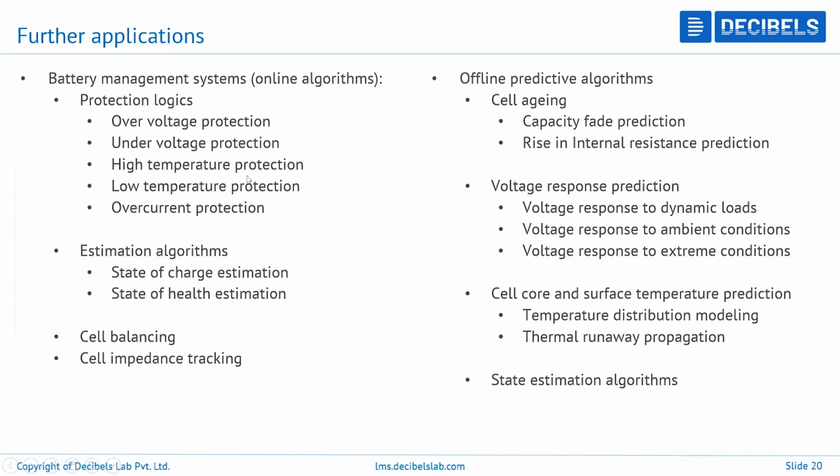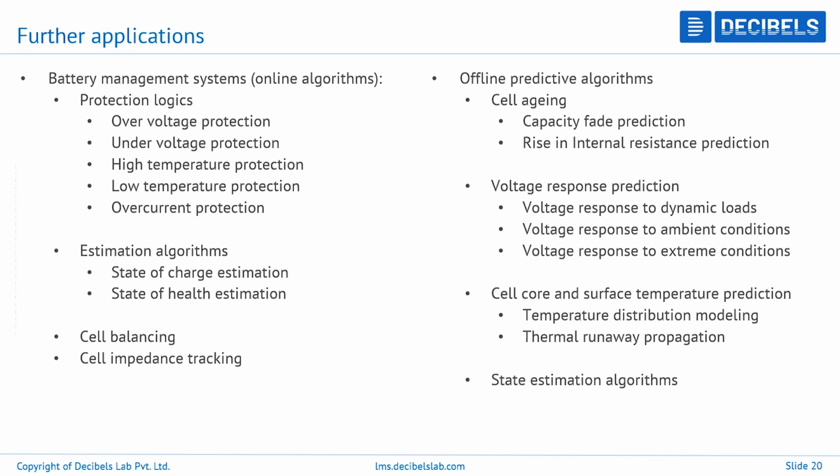So in battery management systems, we have protection logics, basically your voltage protection, temperature and current protection. Especially on high temperature and low temperature, to prevent thermal runaway and to prevent the cell from degrading at lower values of temperature. Then estimation algorithms, where we have a set of parameters which has been estimated by the BMS. And utilizing that, you can go for state of charge and state of health. State of health is very important, especially in deciding the cycle life and the operating life of the battery.